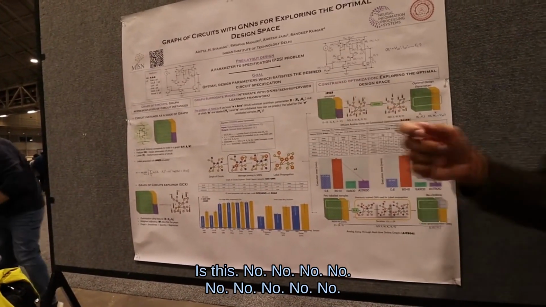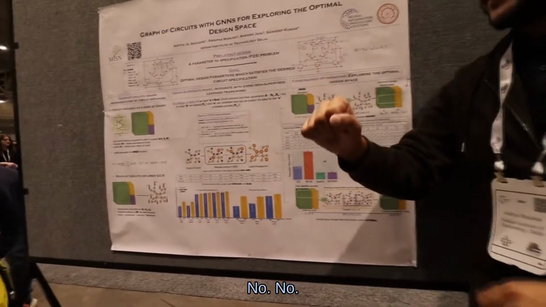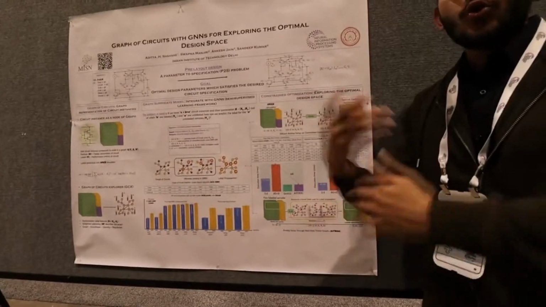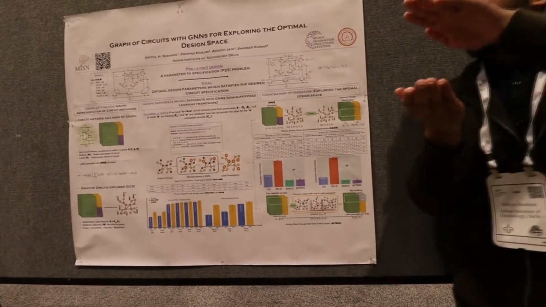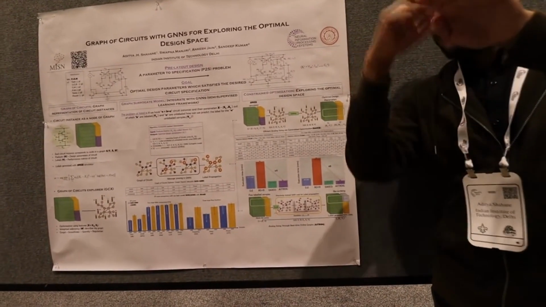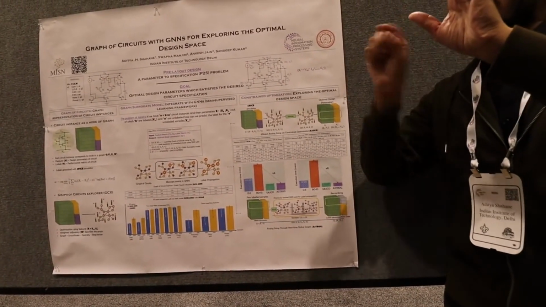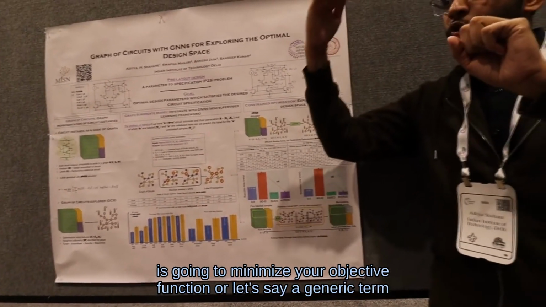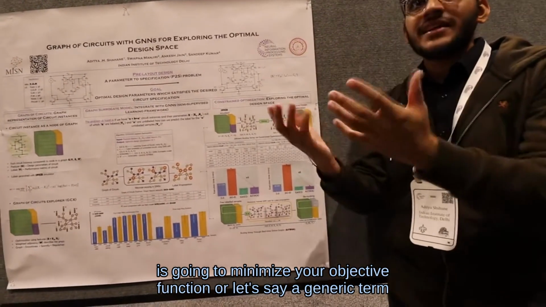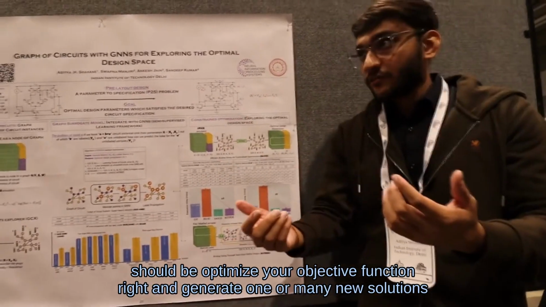No. Because again, even if they are 20, they are still many. You don't want that time to be wasted as well. So take those 20, put an input bound on those on the feature side, and run a D algorithm on it. What the D algorithm is going to do is minimize your objective function, or let's say, a generic term, optimize your objective function, right?